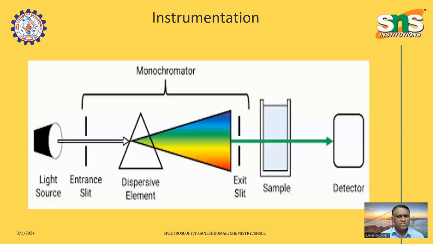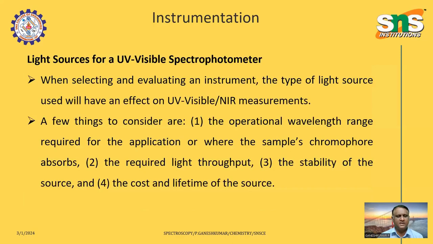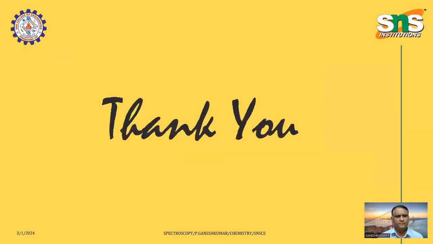So as far as the instrumental part, in this session, we'll stop with the light source. And in the next session, we will talk about the monochromator, the entrance slit, exit slit, sample containers, and the detectors, types of detectors which we use.